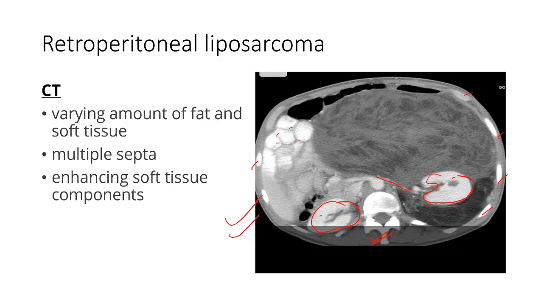We are able to see a very large, well-defined mass, which consists of some hypodense areas and some hyperdense areas. So these areas are basically the fat component and soft tissue components. Fat will appear hypodense and the soft tissue hyperdense, and we are able to see that these fibers or these soft tissues are creating some septation in between them. So multiple septa will be present and the soft tissue component will be enhancing.